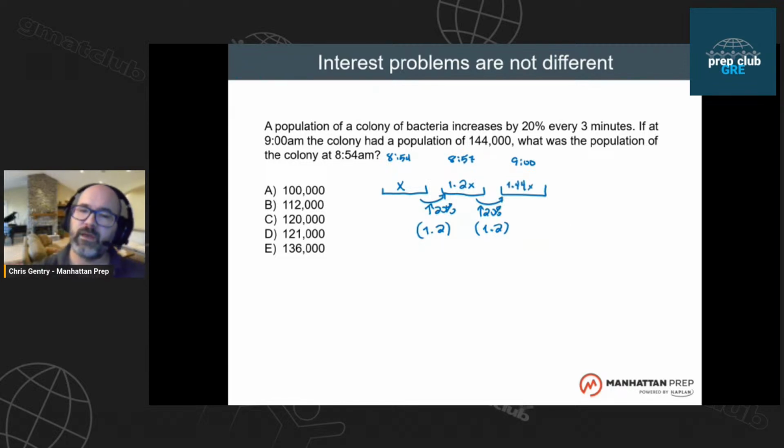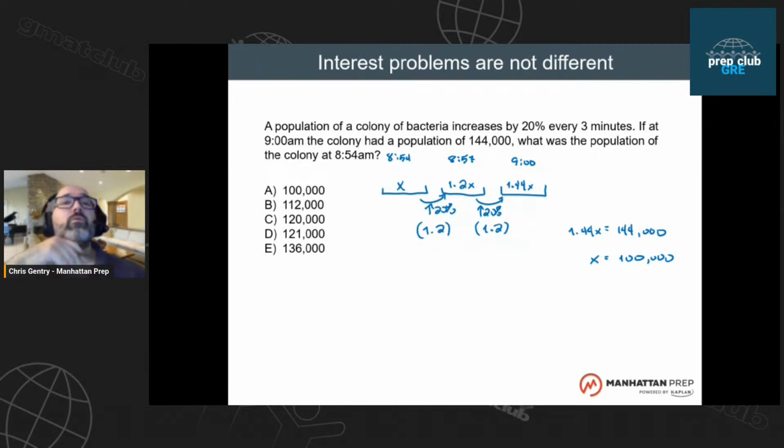I am told that 1.44x is 144,000. That was meant to be an equal sign. When I divide by 1.44, I get 100,000 was my X value.